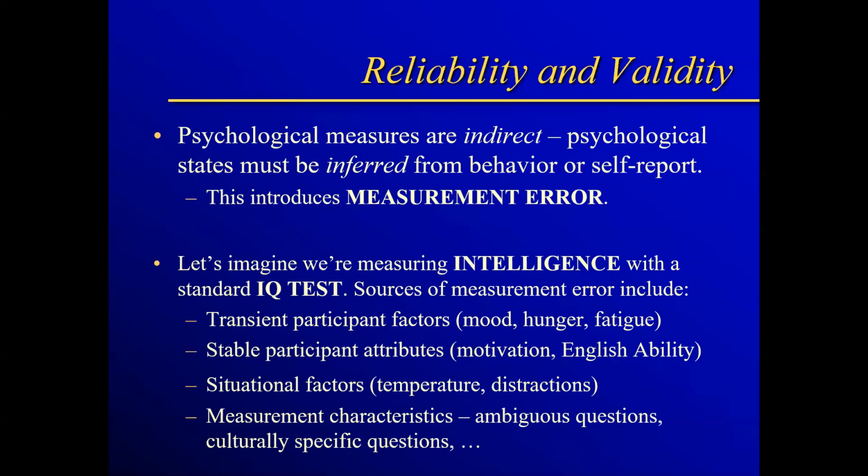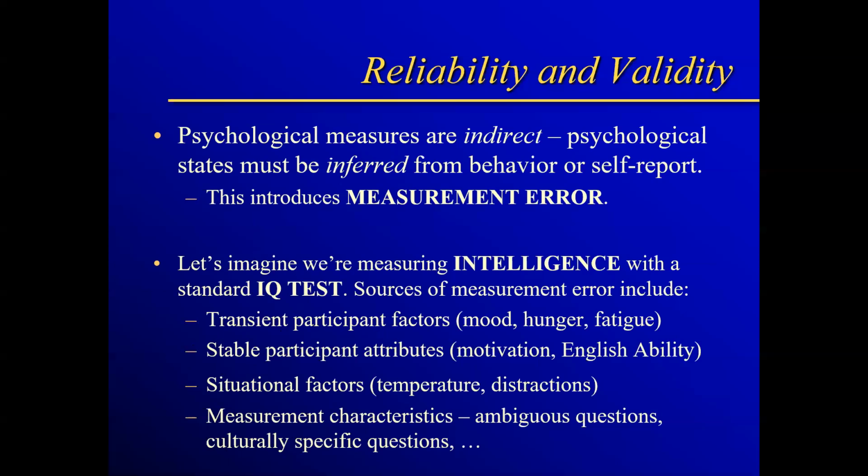So for example, let's say we're measuring intelligence with just a standard IQ test. Here are some sources of error. What I really want you to know here are these 4 different types of error and some examples of each. So let's think about transient participant factors.